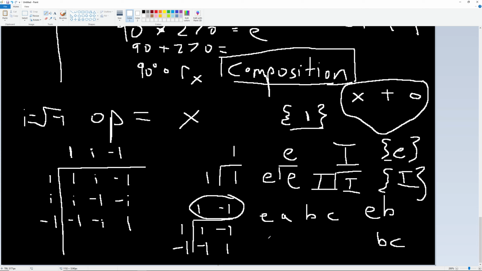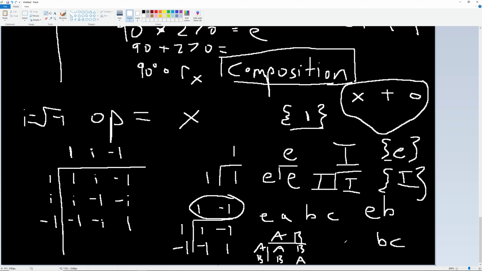So you can relabel everything. You could say A and B. A times A, in this case, is A. A times B is B. B times A is B. B times B is A.